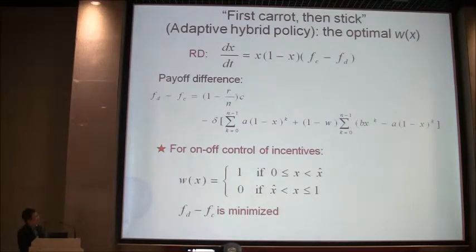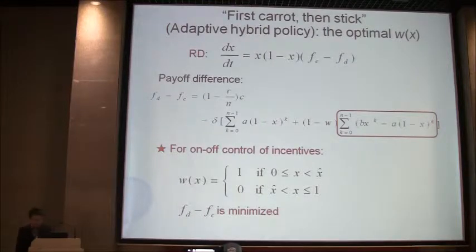So we can easily note that the best value of omega could be either 0 or 1, which depends on the expression in this red rectangle, whether it's positive or negative. Accordingly, we can find that when the on-off control of incentives is present, the payoff difference between the defectors and the cooperators is minimized. And then the best form of omega x can be described in this way. That is, if the fraction of cooperators is less than x hat, then we should choose rewarding. Otherwise, we should choose punishment. Here x hat is the switching point, and also x hat is the unique interior point of this expression.